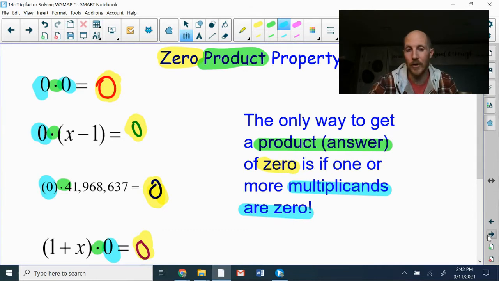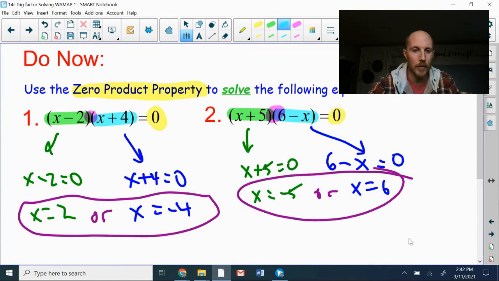So back to the do now. The zero product property says as long as we get an answer of 0 and we're multiplying a green thing times a blue thing, then either the green thing or the blue thing, perhaps both of them, must be 0. So we take the little expressions out of the green part, set it equal to 0, solve for x. Do the same for the little blue part, take the expression out of the parentheses, set it equal to 0, solve for x. And hopefully those are the solutions that you already got.